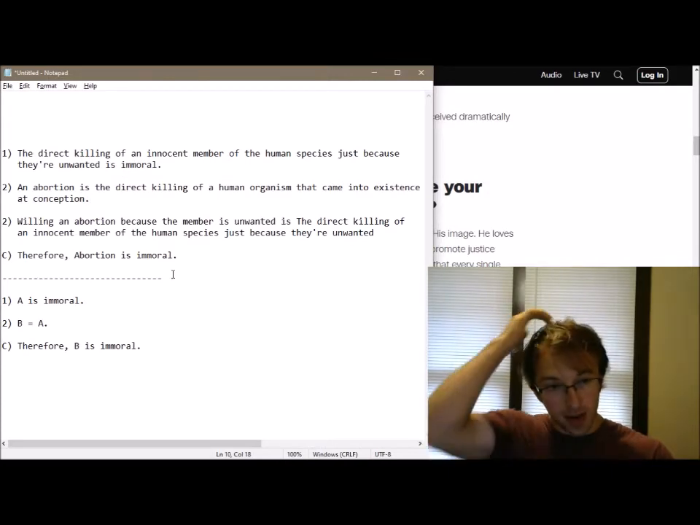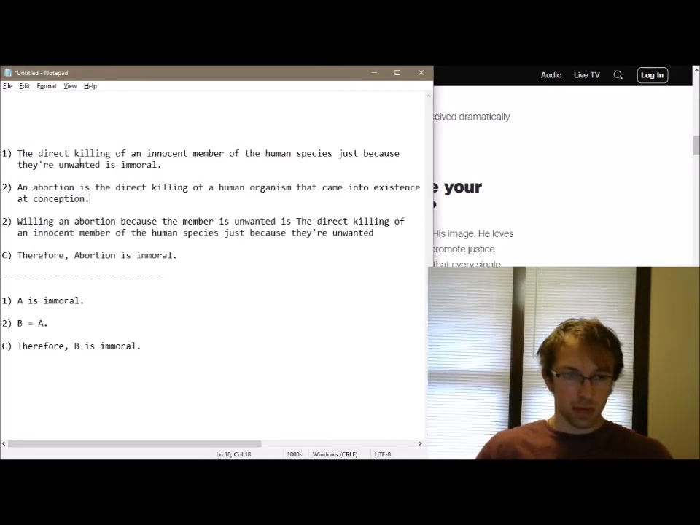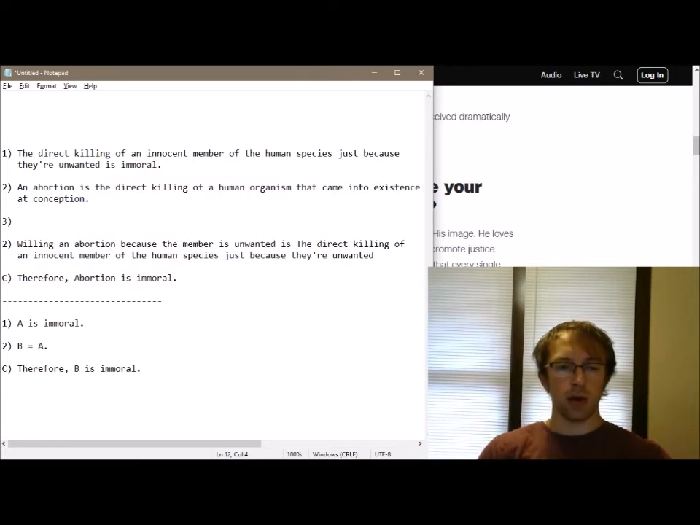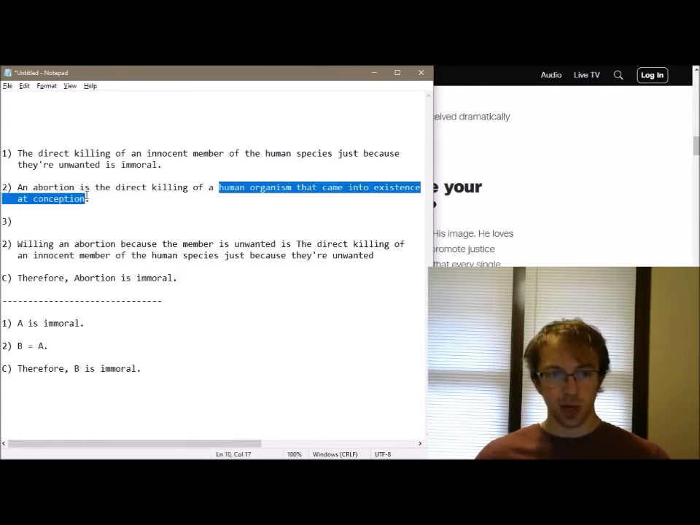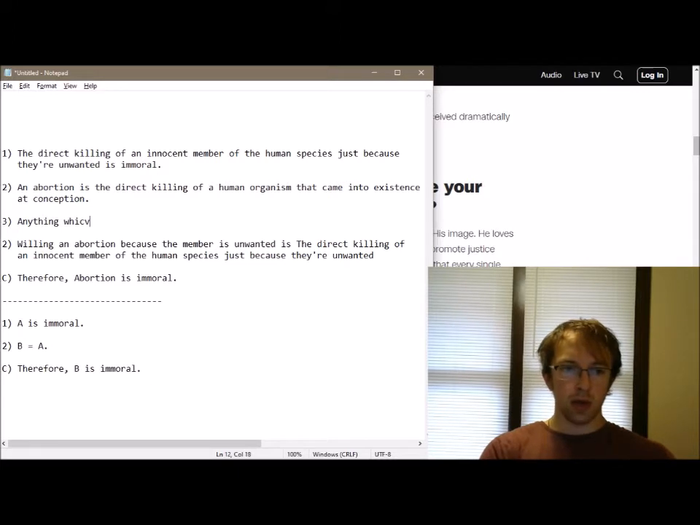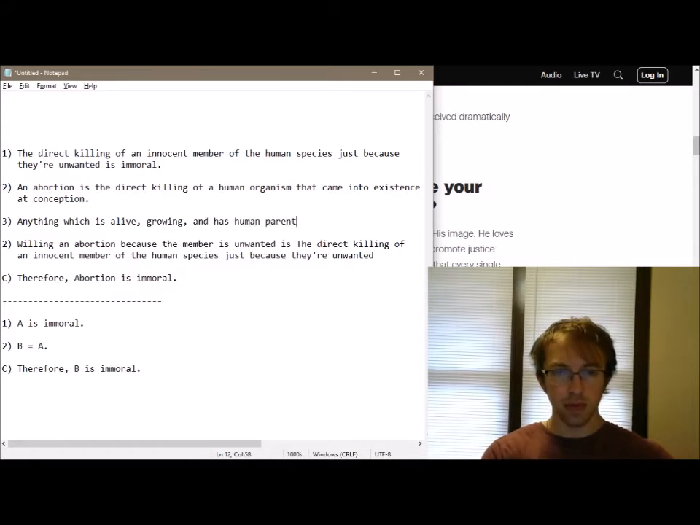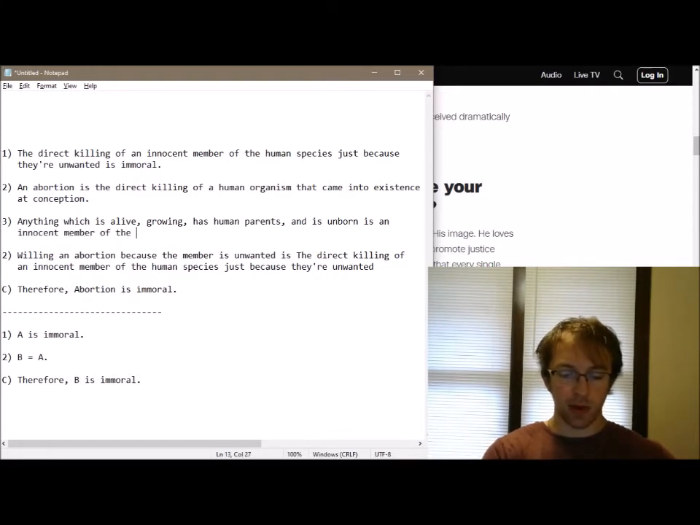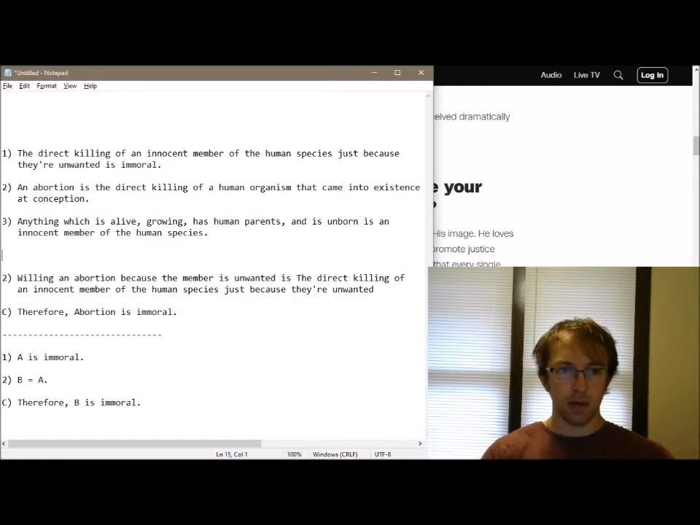Sorry, I've moved. I hope I didn't cut my text off again. Okay. I might do premise three here. We have to show that a human organism that comes into existence at conception is an innocent member of the human species. So we might say something like this: anything which is alive, growing, has human parents, and is unborn is an innocent member of the human species. Okay, then we can say human organism.